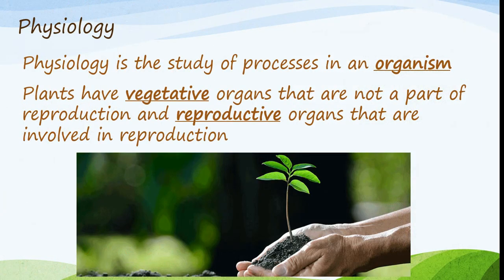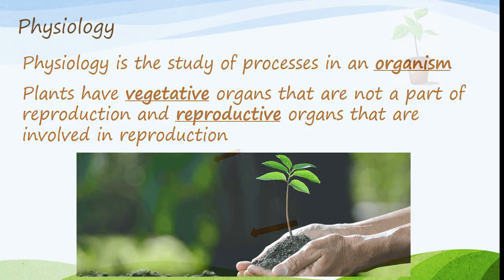All right, physiology is the study of the processes in an organism. So physiology is different from anatomy. Anatomy is what does it look like. Physiology is how does it function? What is the function of it? Okay, so the study of the processes of an organism. Plants have vegetative organs that are not a part of the reproduction system, and reproductive organs which are involved in reproduction. Okay, so those are two big words that go on here.